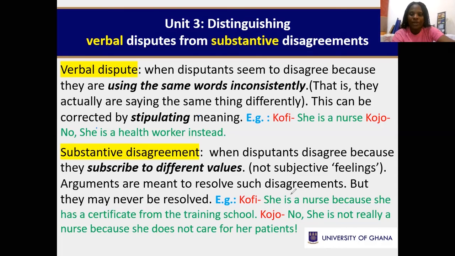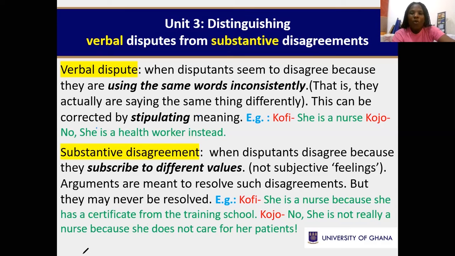Let's look at an example. She is a nurse. This is Kofi speaking. She is a nurse because she has a certificate from the training school. You see, so this is Kofi's way of defining being a nurse. Kofi thinks what makes someone a nurse is the person who has a certificate for that. Then Kojo says, no, she's not really a nurse because she does not care for her patient. This is not a matter of fact. No evidence you will produce will resolve this easily. Which evidence? Are you going to show pictures of the certificate or what?